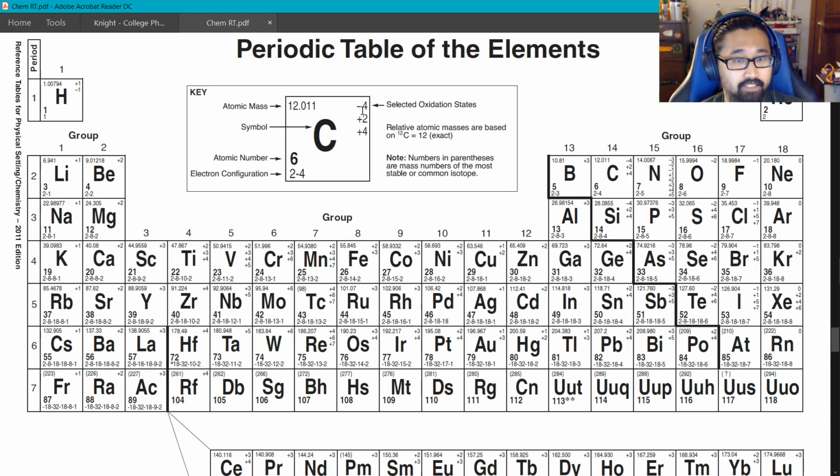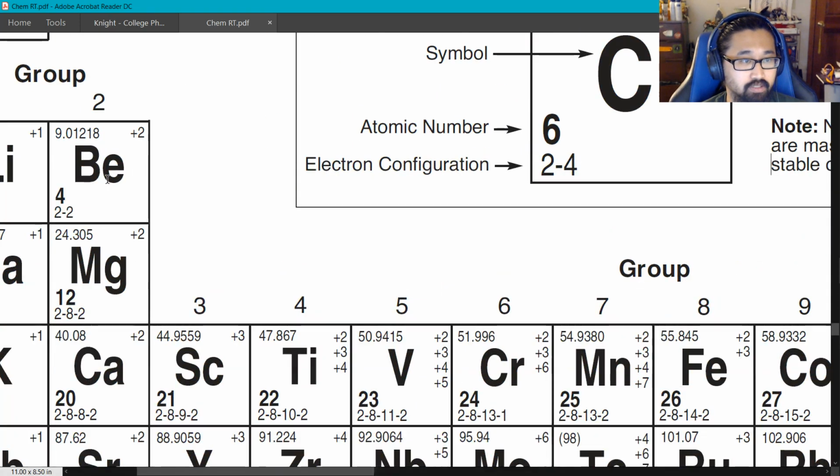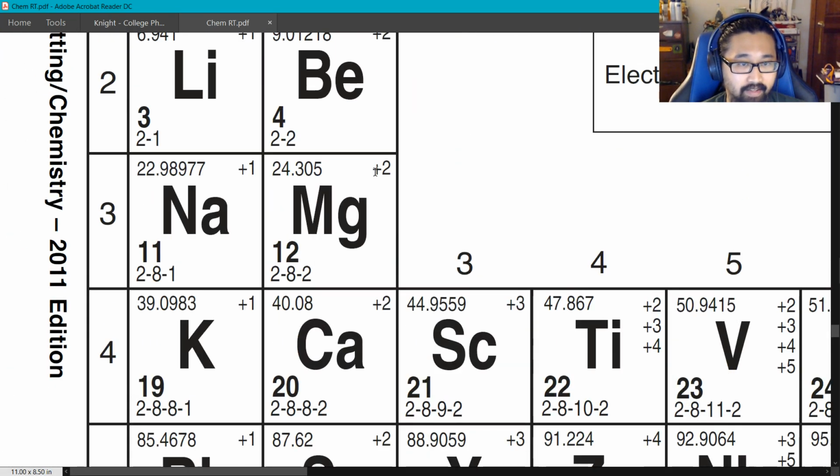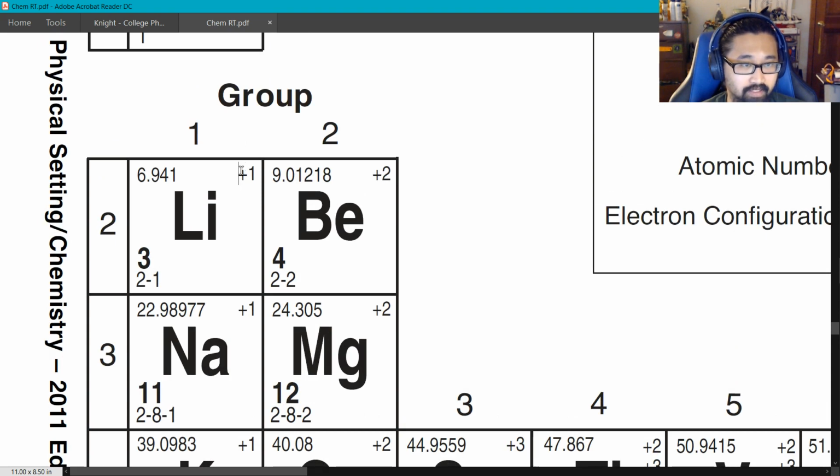There are many elements on the periodic table that are fixed. They must be a specific thing. If I were to look over here at magnesium, it has to be a +2. Calcium has to be a +2. If I look at lithium, it has to be a +1. It has no other choice.